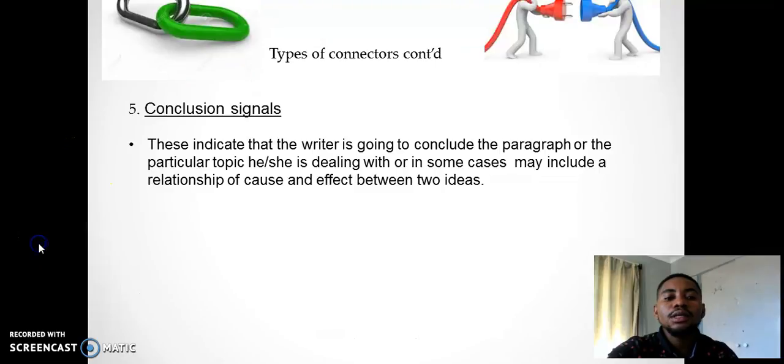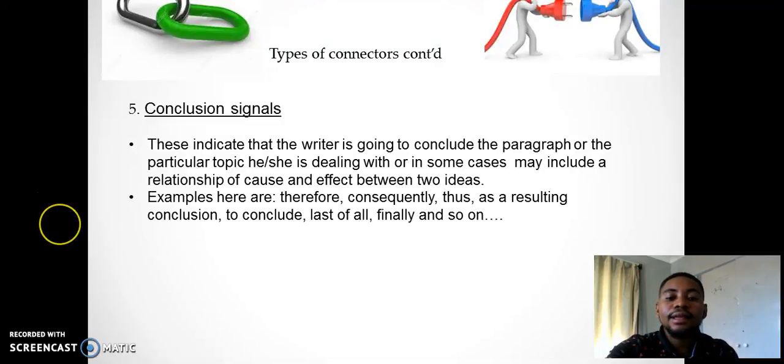We go to conclusion signals. As their name suggests, they conclude. This indicates that the writer is going to conclude the paragraph on a particular topic he or she is dealing with, or in some cases may include a relationship of cause and effect between ideas. Examples are therefore, consequently, thus, as a result, in conclusion, to conclude, last of all, finally, and so on.